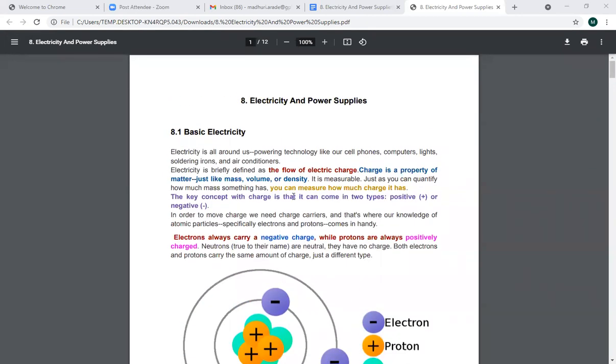So electricity, this is a revision. You have learned this concept in fundamentals of electricity. Even some of this concept you have learned in physics also. So what is electricity? Electricity is a powering technology, and you can see everywhere electronic devices, whatever we are using, all these are running with the help of electricity. If there is no power, you cannot do anything.